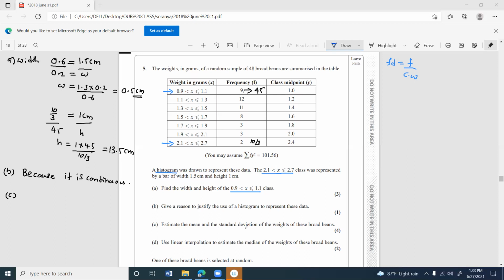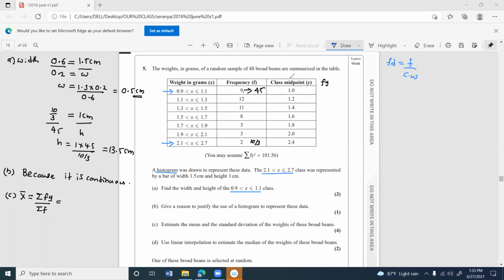Estimate the mean and the standard deviation for the weight of the beams. To get the mean, x bar, we need to work out the summation of fx divided by n. Here it's y, so the summation of fy divided by the summation of f. How do you get the summation of fy? You have to make an fy column over here.